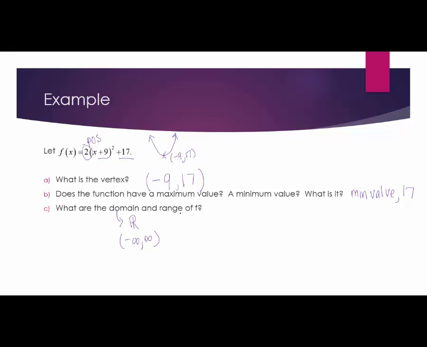My range, though, isn't all real numbers. If we think about what the graph looks like a little bit again, I know that my range is starting at 17 and going up. So my range is 17, include 17, that's my minimum value, up to infinity.